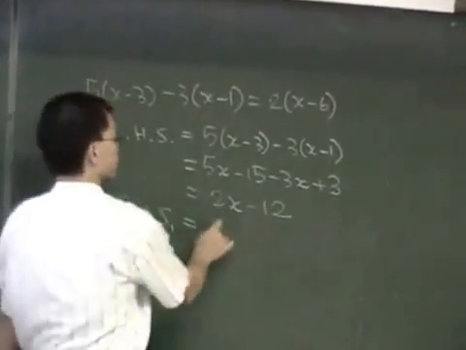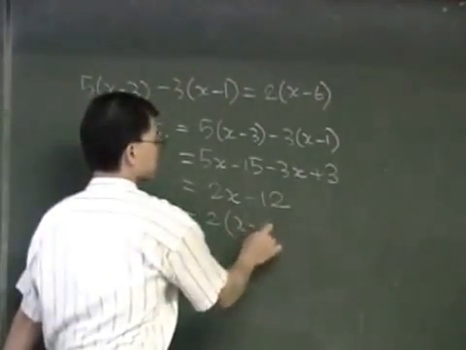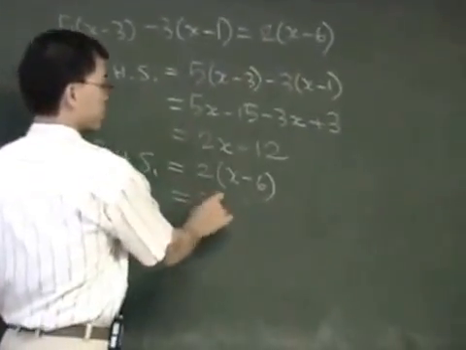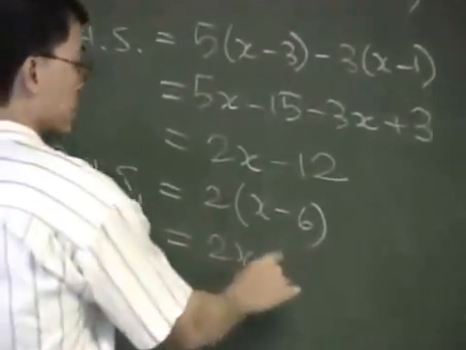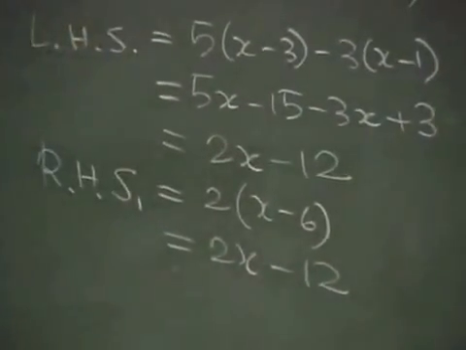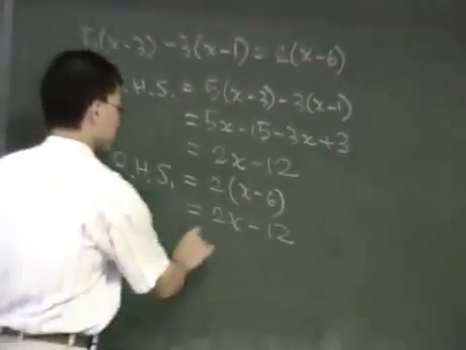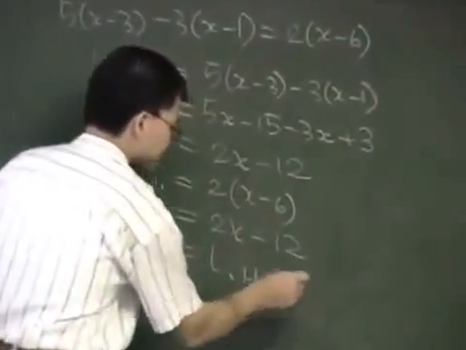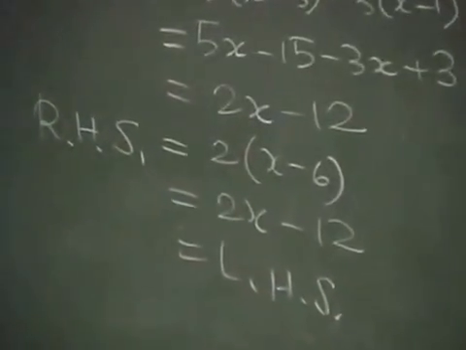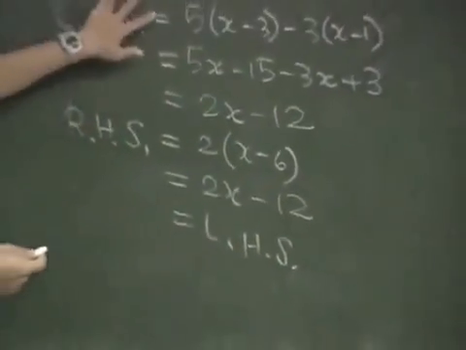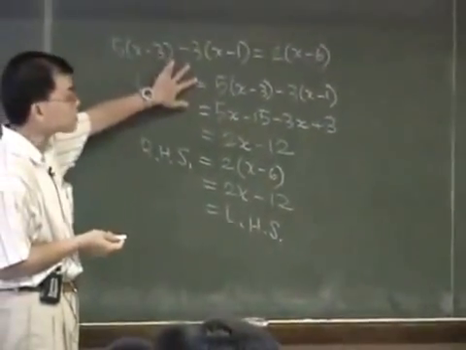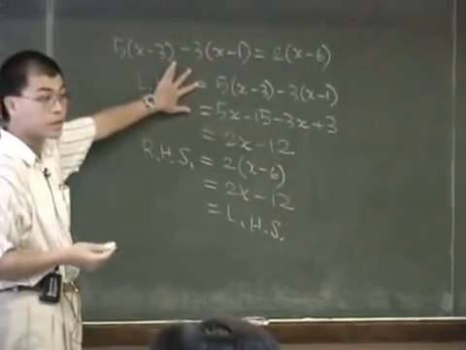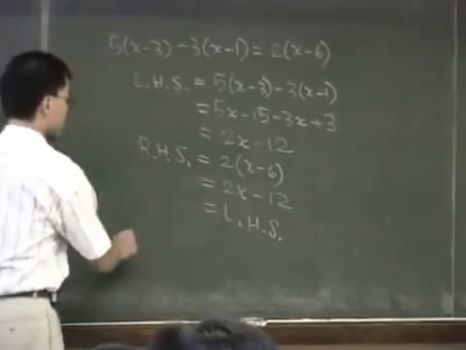And for the right-hand side, after expansion, it is 2x minus 12. Are they equal? They are equal. Therefore, do you think that it is an identity or an equation? Identity. Therefore, you can write down the result like that.